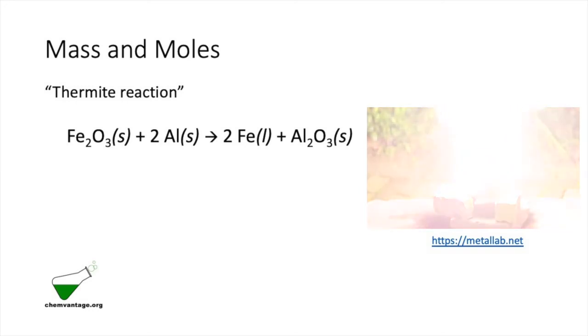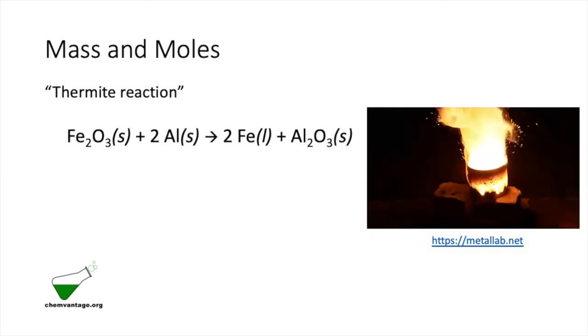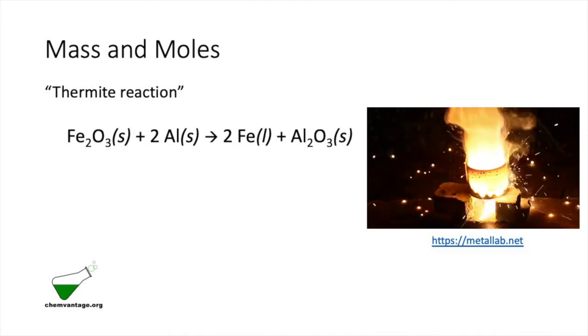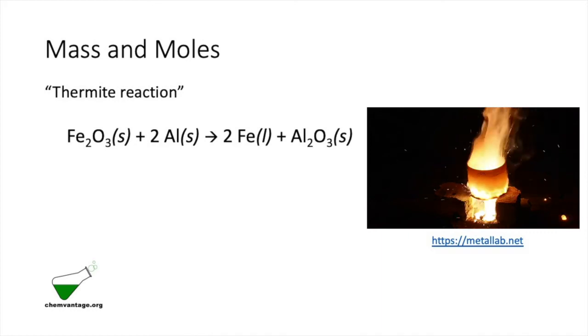The thermite reaction between iron oxide and aluminum is a spectacular demonstration of heat release. The liquid iron produced is so hot it reaches its boiling point. This reaction is used to weld iron train track rails together to eliminate the gaps between the rails for a smoother ride.